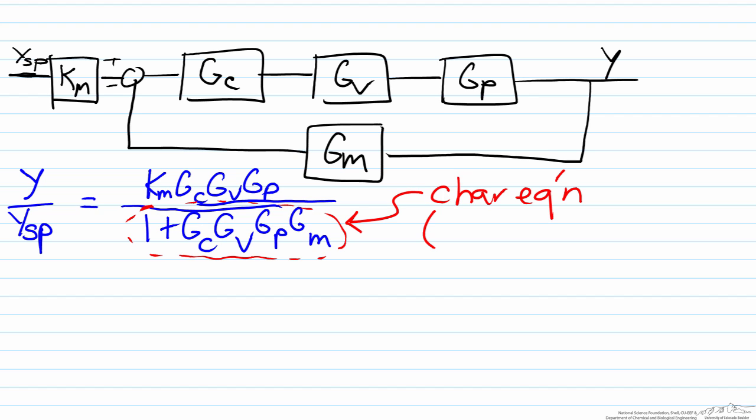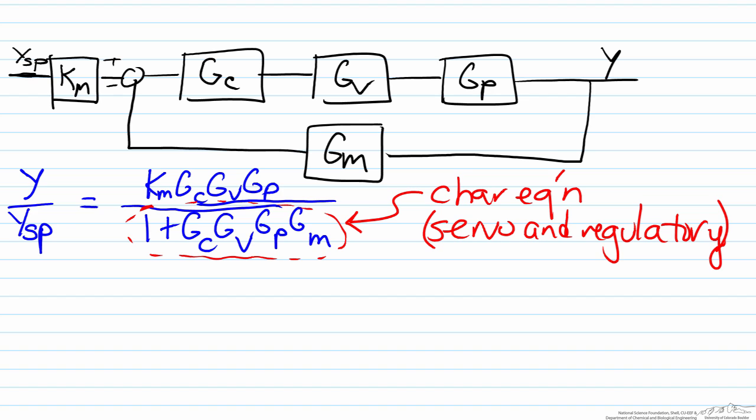This denominator does not matter if it is servo or regulatory, where regulatory, we're looking at how a change in a disturbance influences the change in the output variable. The denominator will always have this form, which is 1 plus all the blocks that are in the control loop. So here we'll have GC, GV, GP, GM. These blocks can potentially change if you have a slightly more complicated process that you are trying to control.